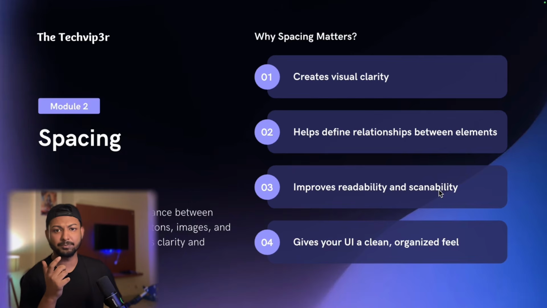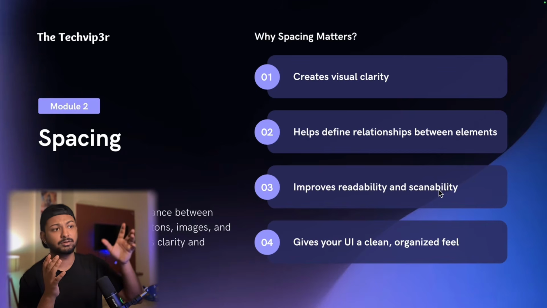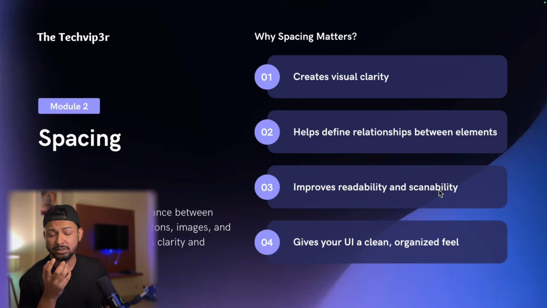Improve readability and scannability. From the names, you can understand. If the spacing and everything are proper, it's easy for the user to look into this design, look into the features and everything. Because if something is good to your eyes, you're going to explore it more. If something doesn't seem good to your eyes, you won't explore. That's the simple thing. It gives your UI a clean, organized feel. Exactly. If the spacing and everything is proper, it's clean, precise. You can understand very easily. It's clear, organized. It feels good.